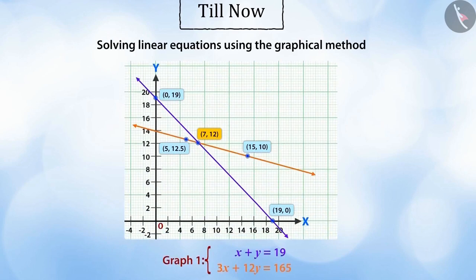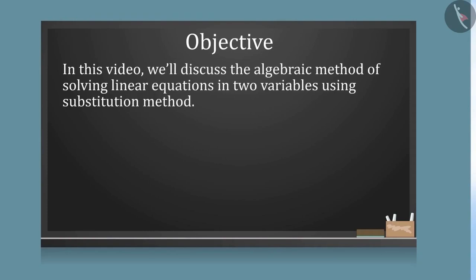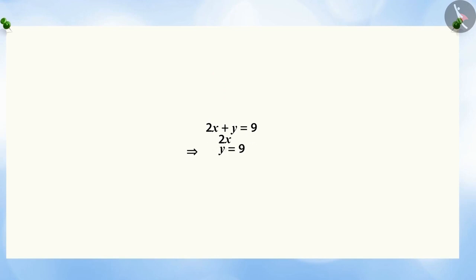In the last video, we discussed solving linear equations using the graphical method. In this video, we'll discuss the algebraic method of solving linear equations in two variables using the substitution method. Can you write this equation as an equation of y in terms of x? Absolutely correct. Writing in terms of x, we get y is equal to 9 minus 2x.